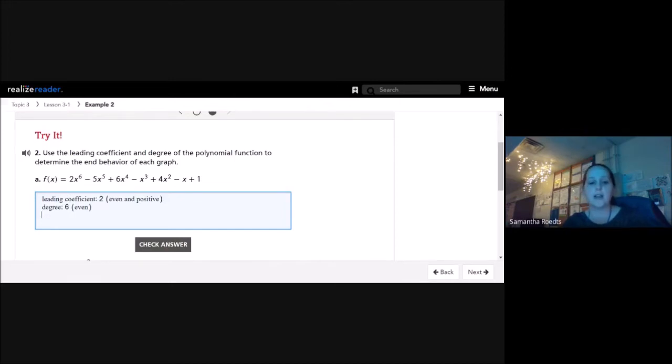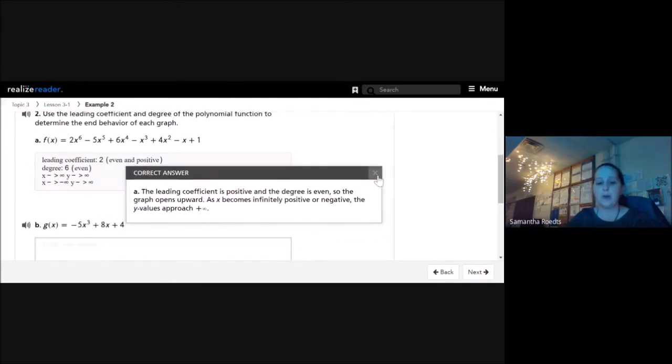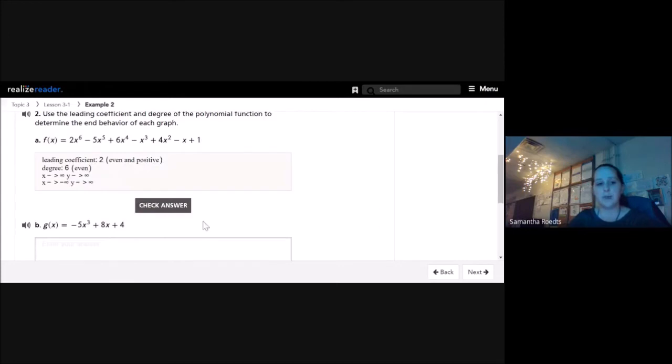So that means as x approaches infinity, y also approaches infinity, and as x approaches negative infinity, y approaches infinity. So my y values will approach positive infinity.